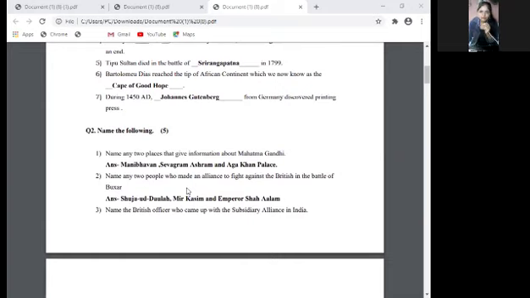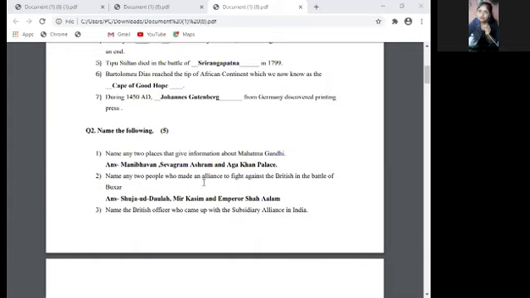Then we come to name the following, which was of 5 marks. And look at the first one. You had to write any 2 places that give information about Mahatma Gandhi. You can write 3, but if you're asked for 2, you write 2, and the spellings should be correct. So I've written all the 3 possible answers. Any 2 of these written, then you get complete 1 mark. Mani Bhavan, Sevagram Ashram and Aga Khan Palace.